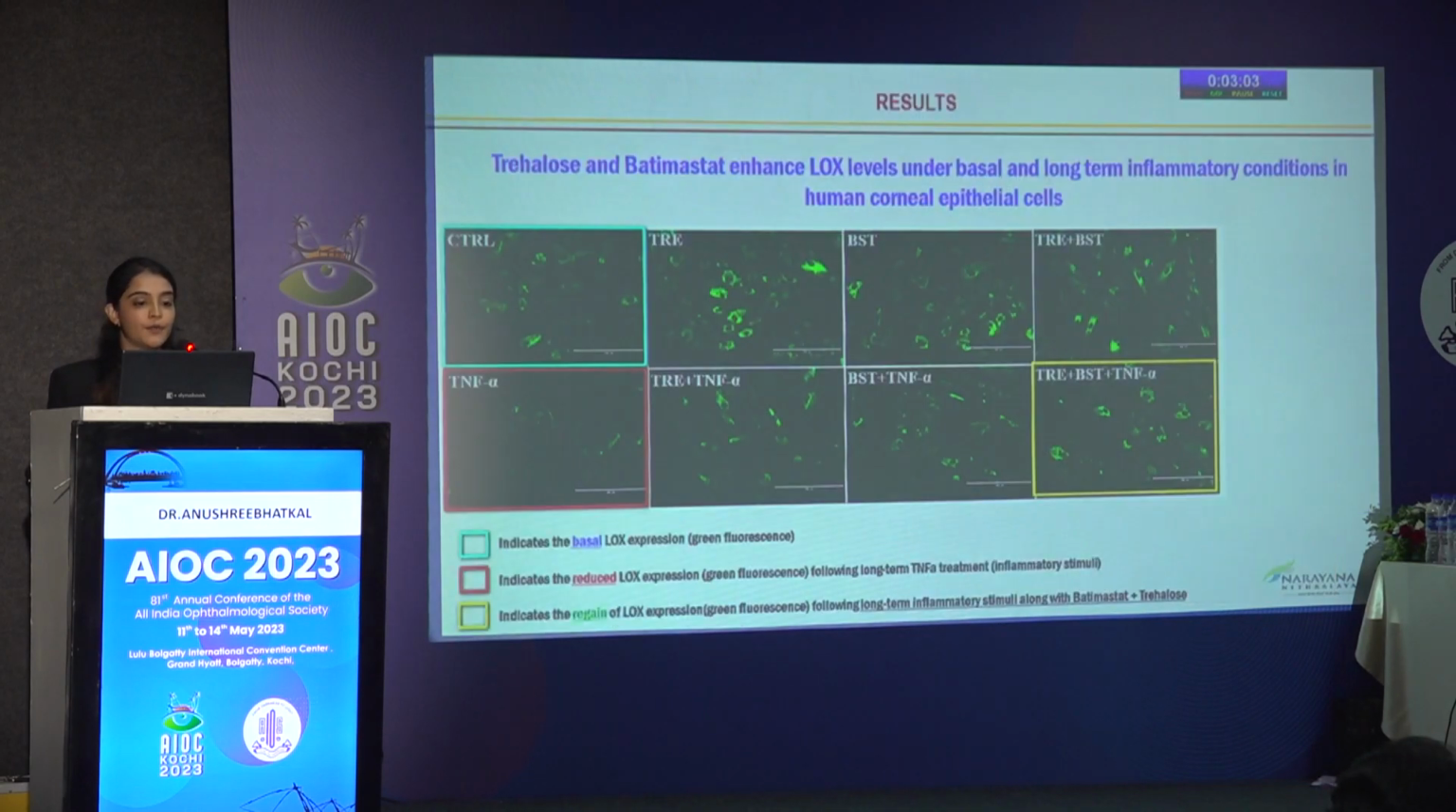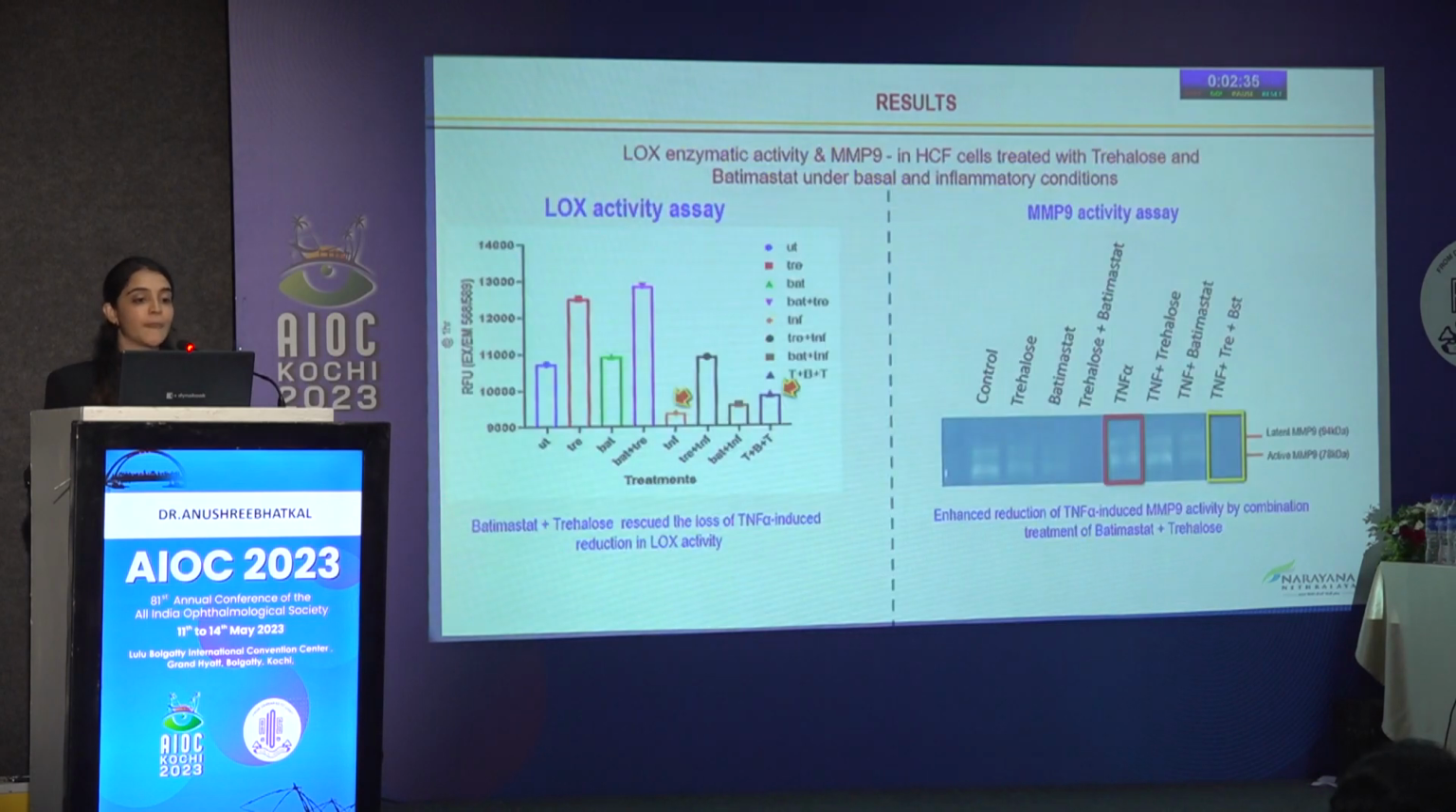We did the same in an in vitro model. So here we treated epithelial cells which were under inflammatory stress with batimastat and trehalose. The blue box is a normal cell which has normal basal LOX expression. In the red box, there is reduced LOX expression after the inflammatory stimuli is given to the cells. In the yellow box, we can see that there is a regain of the LOX expression after the cells which are under inflammatory stress are treated with batimastat and trehalose. We also looked at the activity of LOX and MMP9 after treatment with batimastat and trehalose, and there was again a decrease in MMP9 activity and increase in LOX activity.